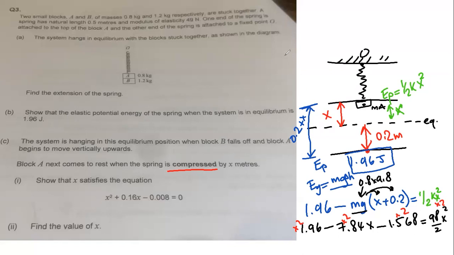And if I do that, just getting you through the steps of the number crunching, 1.96 multiplied by 2, I should get 3.92 minus... I'll put the numbers together. So 1.568 times 2 gives me 3.136. Just to help you track what's happening, this is the same value as this. Okay, and let's continue. And so I'm left with the x term, which is 15.68 x equals 98x squared.